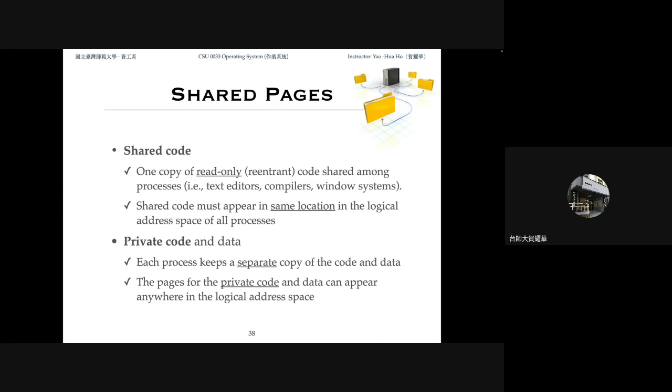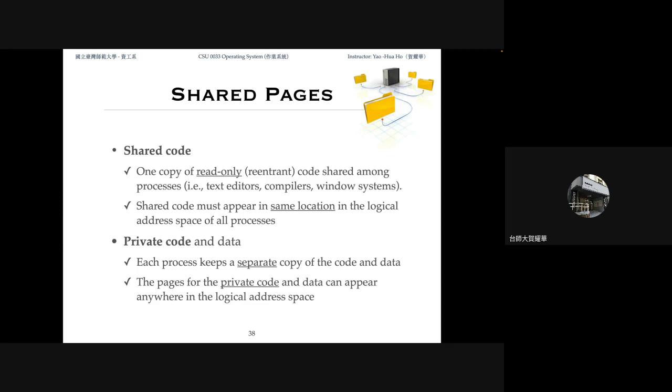Shared code is one copy of read-only or read-write data or code shared among processes, whether it's a compiler, a Windows system, or a text editor. All the shared parts of the code should be stored in shared memory. Shared code must appear in the same location in the logical address space for all the processes. Then you have private code and data.